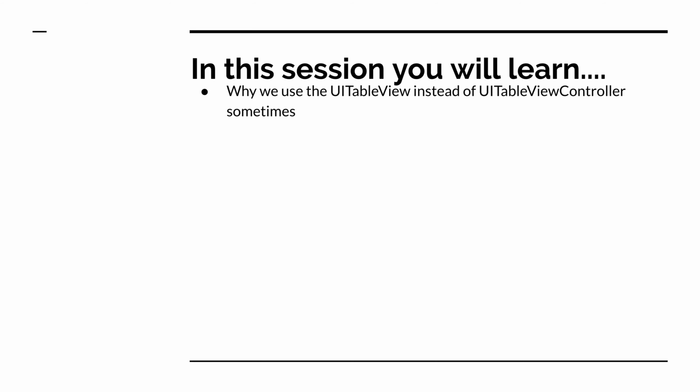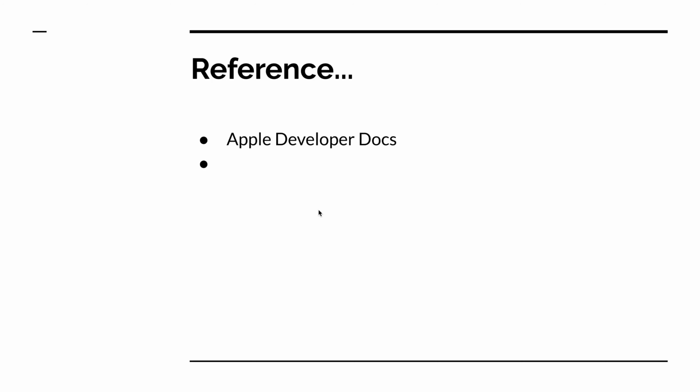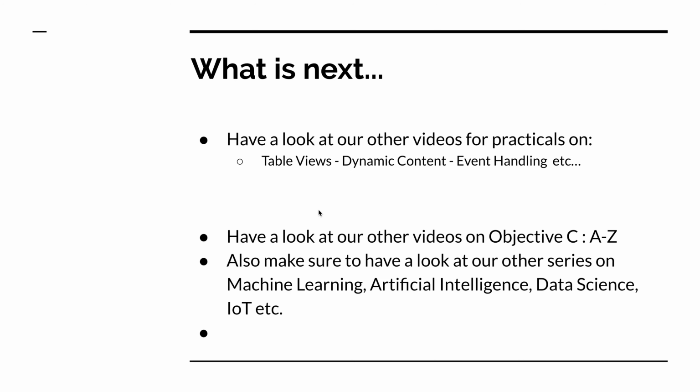So awesome, friends, we completed that part, and then the conclusion. Why we use the table view instead of the table view controller sometimes, now you know the answer. We did some practicals. You can find the link to download the source code for the projects done in this session in the relevant download section in this series. For reference, we use Apple Developer Docs. What's next? Have a look at our other videos and practicals on table view dynamic content event handling.